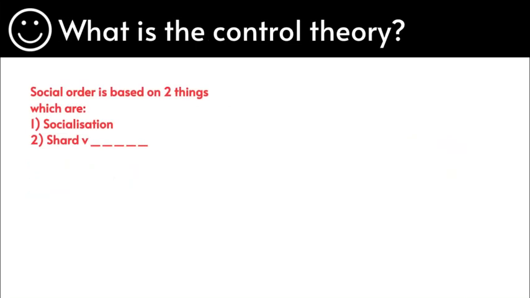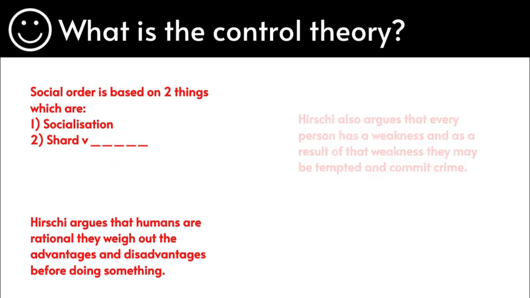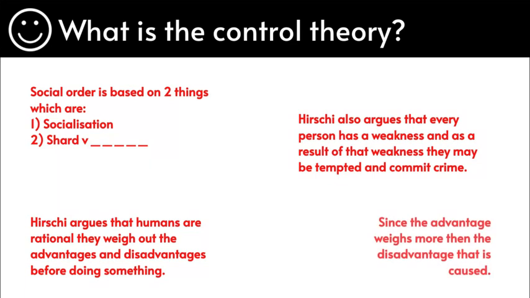Okay, let's look at the control theory. So, control theory argues that social order is based on two things. A is socialization. What is B? B is shared values. Hirschi is a control theory sociologist. Hirschi argues that humans are rational. When they commit a crime, they weigh out the advantages and disadvantages. If the advantages outweigh the disadvantages, then they will commit crime. And people always weigh these advantages and disadvantages. If a person has a weakness, as a result of this weakness, they are tempted to commit crime when the advantages outweigh the disadvantages. So hopefully this makes sense and you can see the control theory about how crime is caused due to socialization and the shared values. And it's because humans, whenever they commit crime, weigh out the benefits and risks. If the benefits outweigh the risks, then they will commit a crime because they have some sort of weakness.